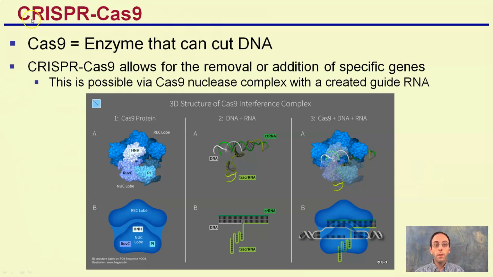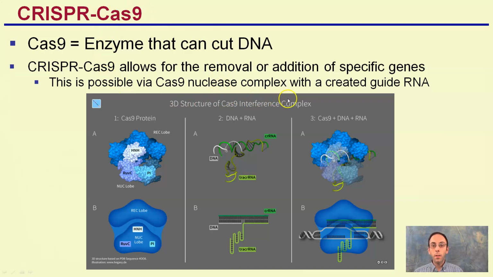So a lot of times you'll hear CRISPR referred to as CRISPR Cas9. The reason for that is that Cas9 is an enzyme that can cut DNA. So the CRISPR Cas9 complex allows for the removal or addition of specific genes, which is great. The Cas9 nuclease, remember those three letters, ASE, can imply an enzyme. In this case it does.